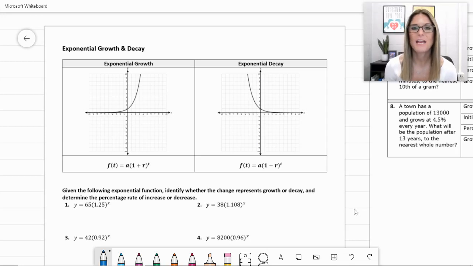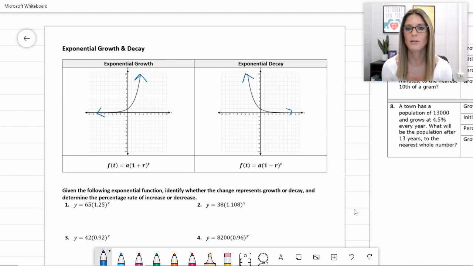Exponential functions are used a lot to model real-world situations, and we have two different types. We have exponential growth, where something is growing and shooting up like that rocket ship that we saw in our initial exponential lesson. We also can have exponential decay, where it's getting smaller and smaller as it gets closer and closer to zero.